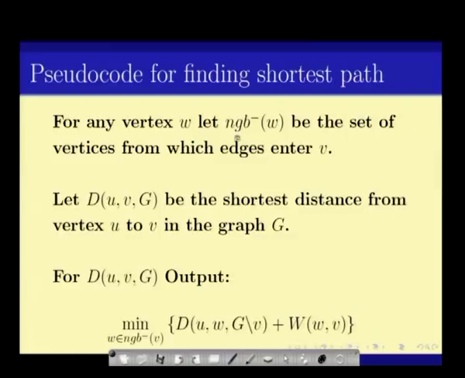For every vertex in the neighborhood, the set of vertices that are entering v, you first find the distance of u from that neighbor, while removing that vertex v from the graph, and output the shortest distance. You add the edge weight and take the minimum of that. This is exactly what I explained just now. This is perfectly fine. This is exactly the recursive algorithm that we have looked at so often, a kind of divide and conquer approach.